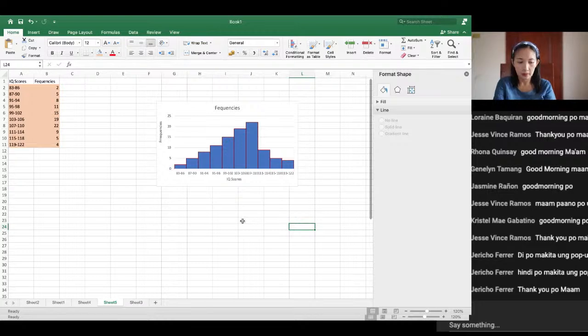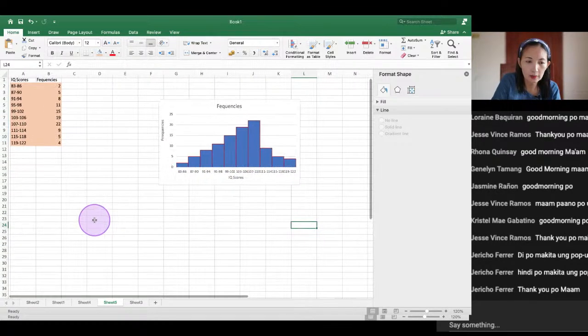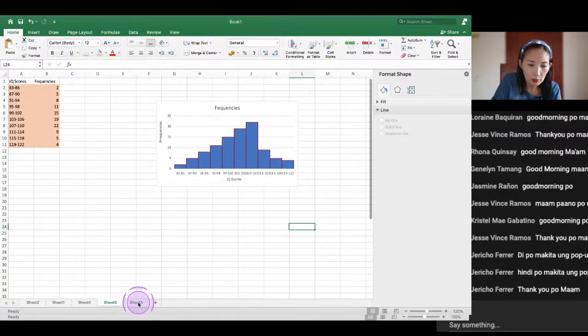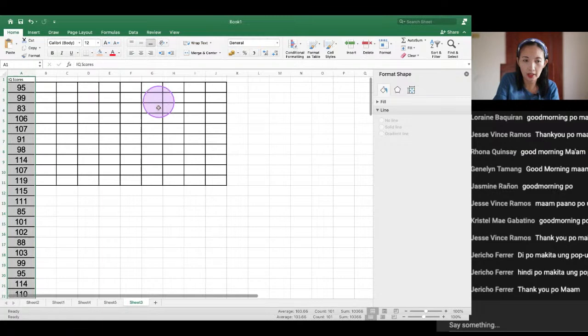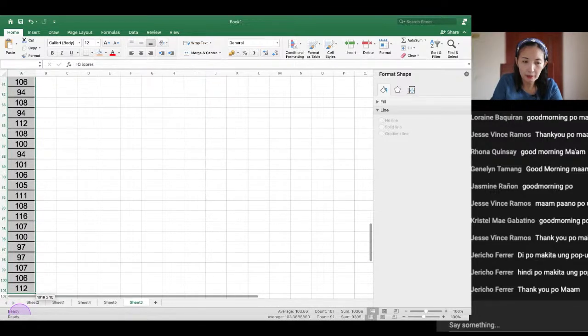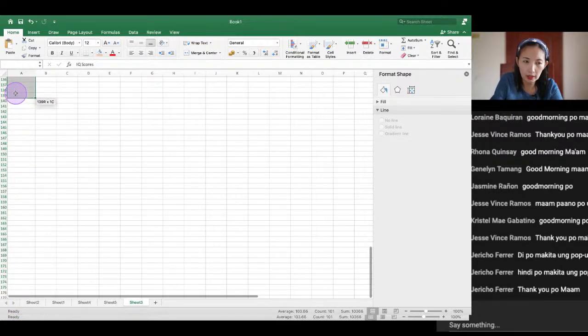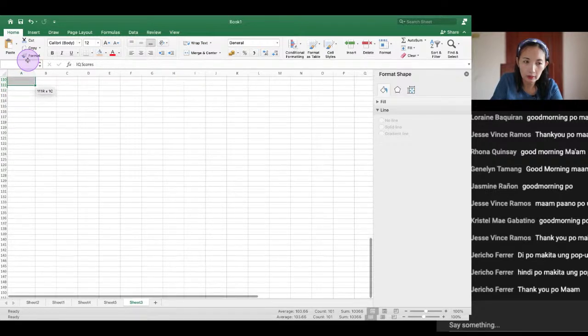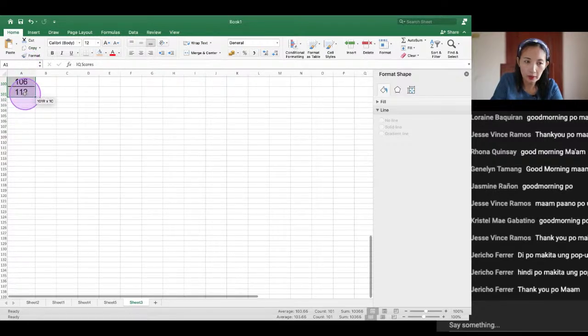Okay, let's try whether the pop-ups will show up now. Let's go back to sheet number 3. Let me again show you how to construct the frequency distribution table using the second technique, using a pivot table. Highlight all the scores. Please give feedback if you saw the pop-up or not, because I'm trying to show the pop-up.